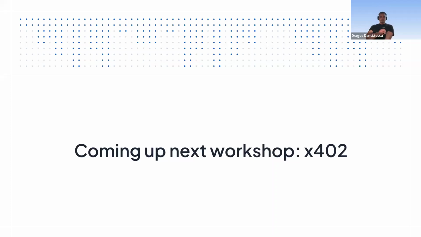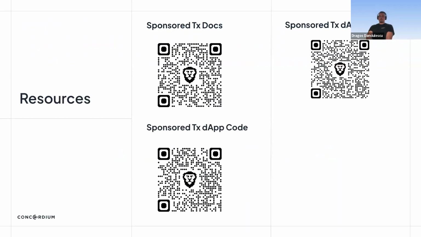Now, this has been it for this workshop. Next week, we will discuss X402 and agentic AI payments. We have a few resources at the end. So this is basically what I've shown you before: the code for the sponsored transaction app, the tutorial, and the docs. I will leave it on this slide for a couple of seconds.